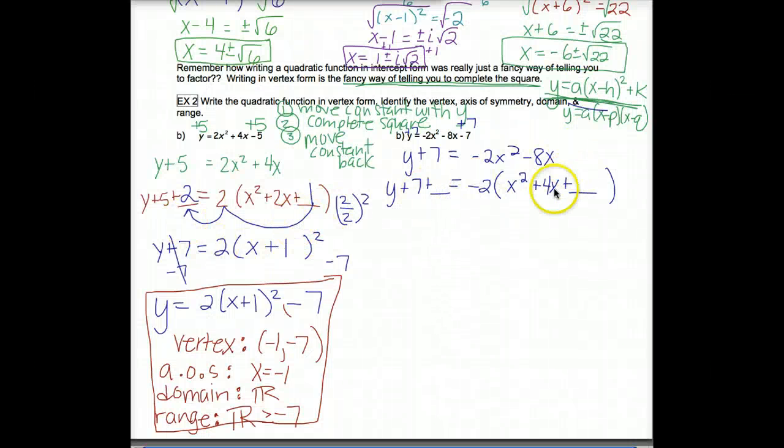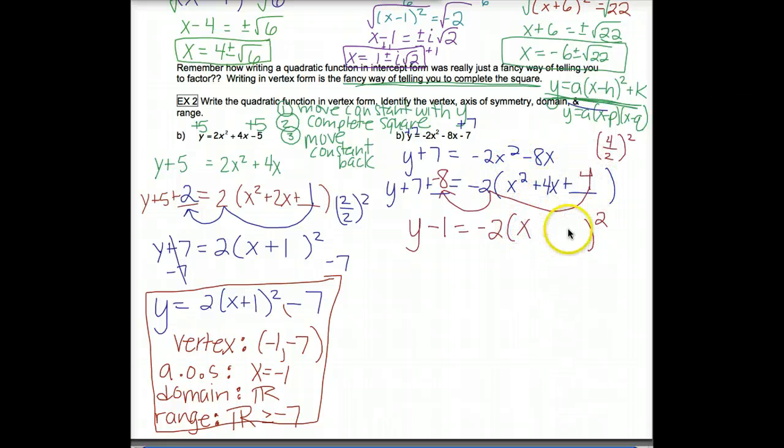So now filling in the blank, my b value is 4, so 4 divided by 2 squared. 4 divided by 2 is 2, 2 squared is 4. To fill in my blank on the other side, I have to do my swoop, so 4 times -2 is -8. So now simplify. Left side, 7 plus -8 is -1, so I've got y minus 1 equals -2. I know I need to factor this as a PST. Square root of x squared is x. Square root of 4 is 2. Sign in the middle is a plus.